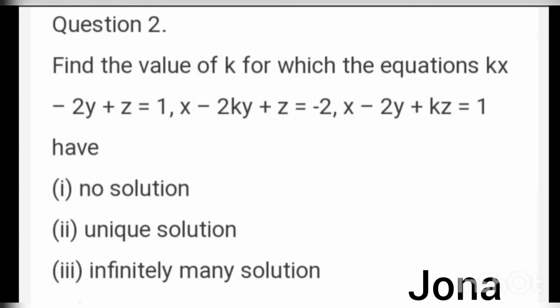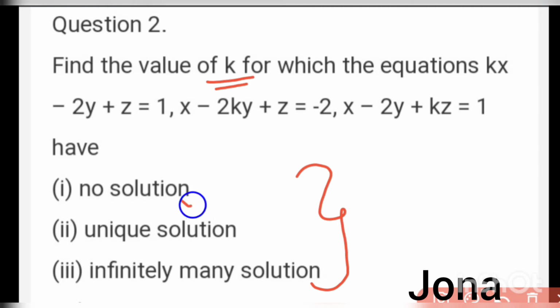Second problem in exercise 1.6. Find the value of k for which the equations kx minus 2y plus z equal to 1, x minus 2ky plus z equal to minus 2, x minus 2y plus kz equal to 1 have no solution, unique solution, infinitely many solutions. Here three conditions are given. According to these three conditions, we have to find the value of k.